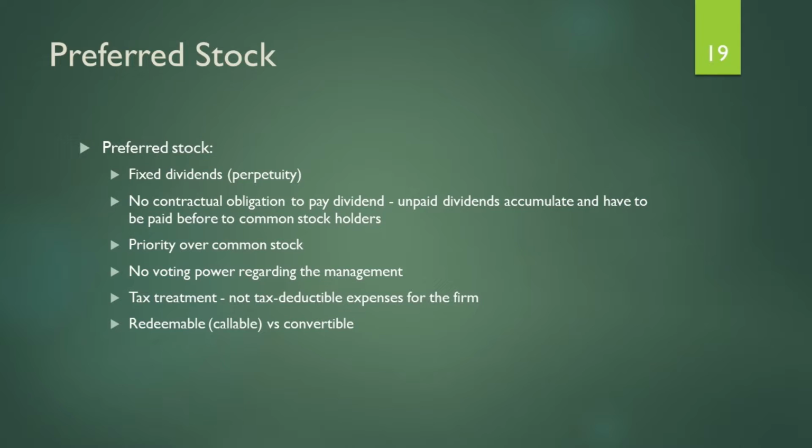Also, preferred stockholders do not have the right to vote at the annual general meeting of the company. With regards to taxation, we know that interest payments are tax deductible. Dividends for the preferred stocks are not tax deductible. And also, similar to some bonds, there can be options embedded along with preferred stocks. So they can be callable or they can be convertible.